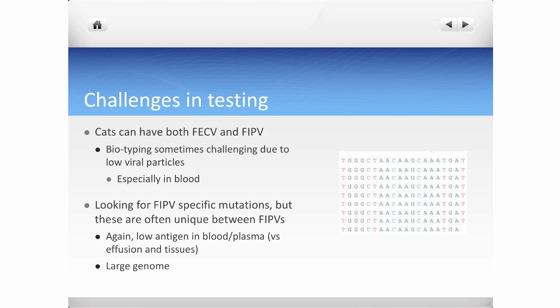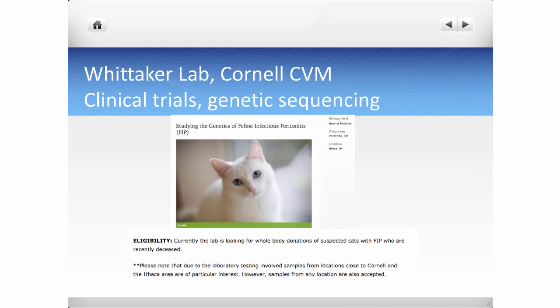So the challenges in the testing, again, are that they can have both, which makes it challenging, and that we're often seeking specific mutations, but that these mutations can be unique between different FIPVs, and so therefore we're constantly chasing new mutations to try and diagnose. And often you have low antigen, low levels, because the disease itself is the body reacting to the disease with their various immune responses, not the actual high numbers of virus necessarily that is circulating. So commercially speaking, that's kind of what we have out there.